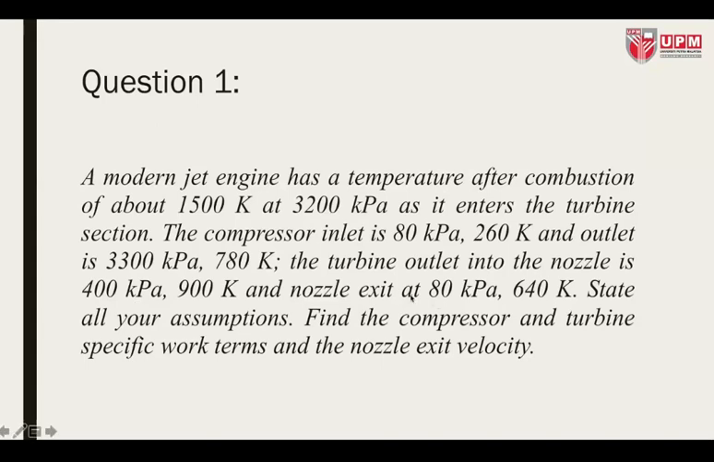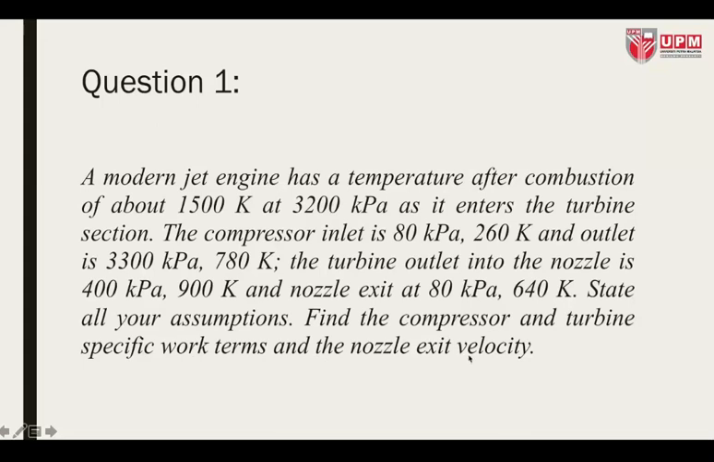Okay, what you need to do in this typical question is basically to list down the information already provided. At the same time, you may be asked to state all your assumptions. So we will look at what assumptions are normally made to simplify our problem. Then the question asks us three things. One, to find the compressor specific work terms, the second is the turbine specific work terms, and finally the nozzle exit velocity.